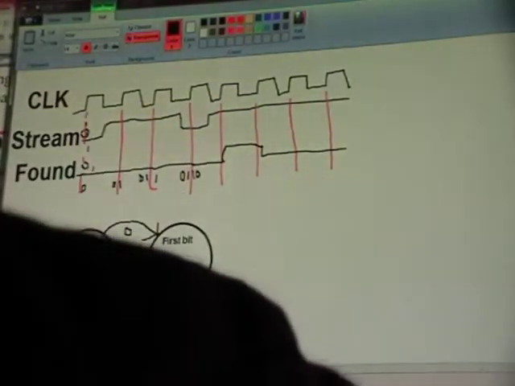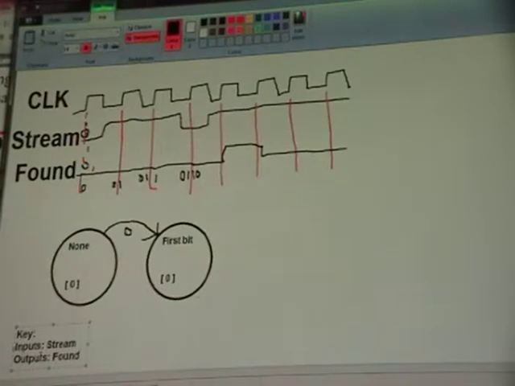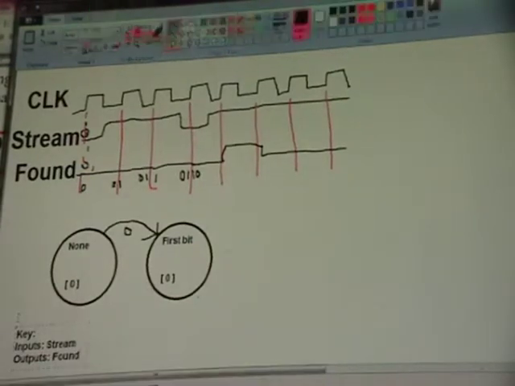I'm having trouble typing with one finger here. Stream, and then the outputs. There's only one, but I'm plural, and that was found. And so now you have this little key right here, and now somebody can go to your state transition diagram.